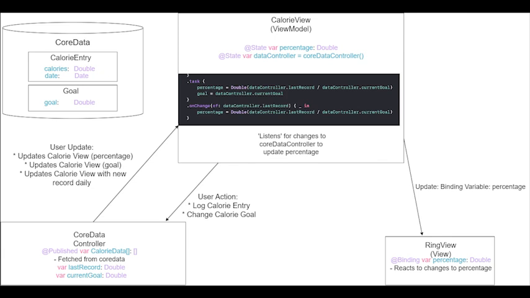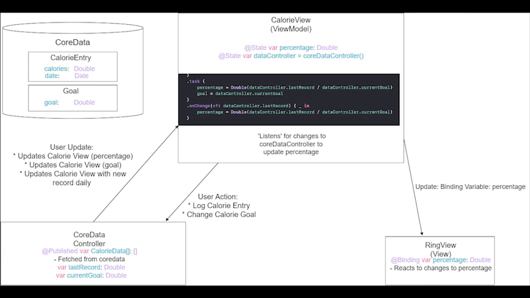For the calorie view, the main function of the core data controller is to allow the logging of entries by date and to show the last record. The last record is used by the view model as a state variable called percentage. If the user opens the app for the first time of the day, the core data controller will create a new entry and automatically replace the previous last record. The view model listens for changes in the core data controller's last record and assigns it to this percentage variable. The percentage variable is used as a binding variable in the ring view, which animates the progress ring.